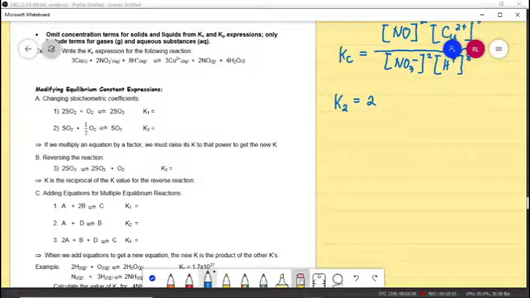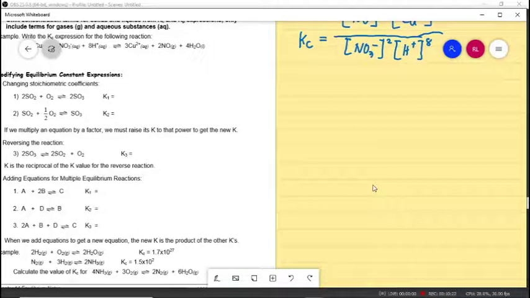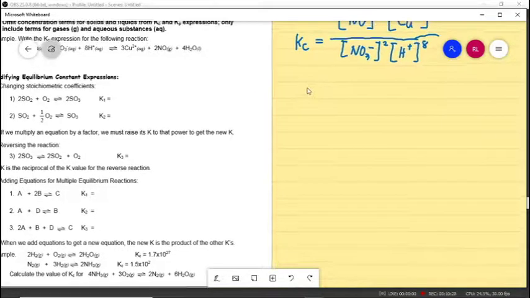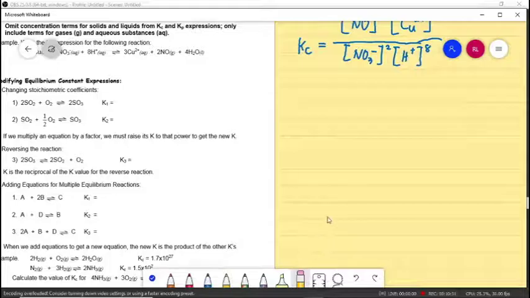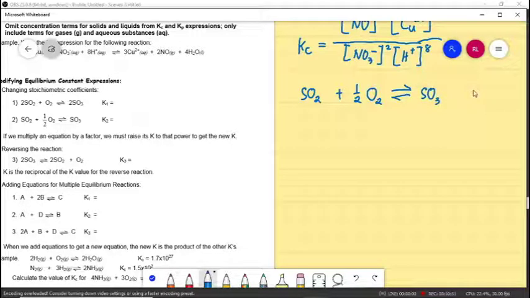Let me write this again. At least you can still see here equation 2. So equation 2 is sulfur dioxide plus 1/2 mole of oxygen gas to form 1 mole of sulfur trioxide. Let us say that these are all gases.